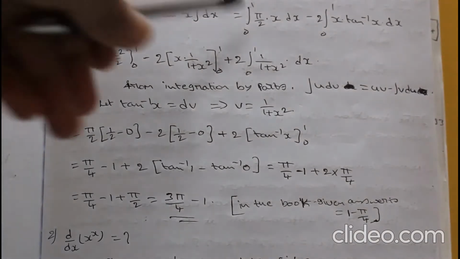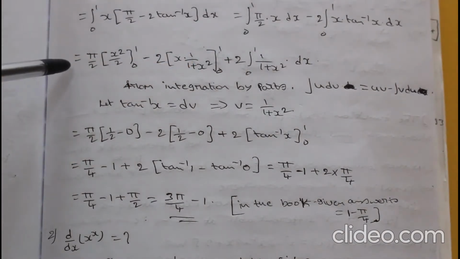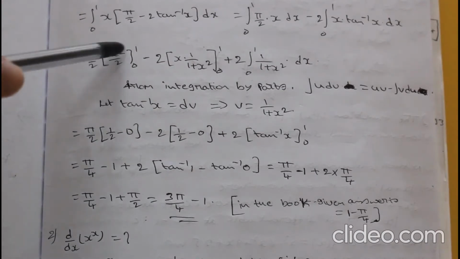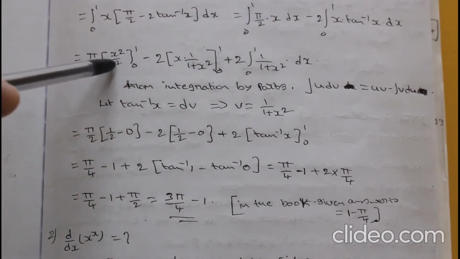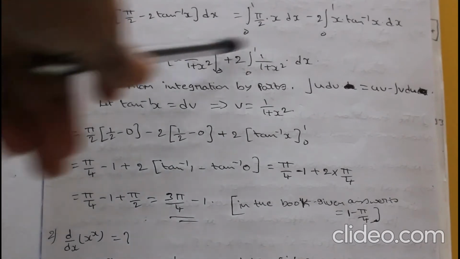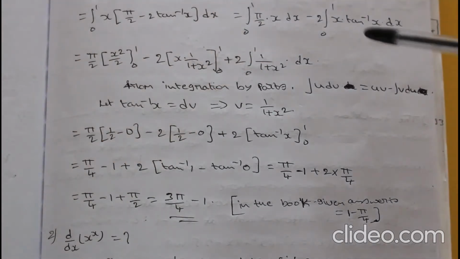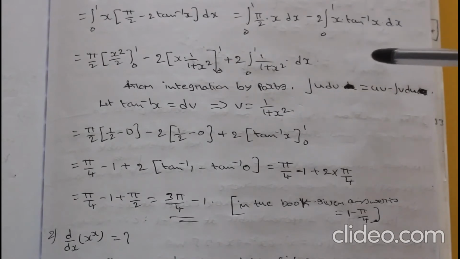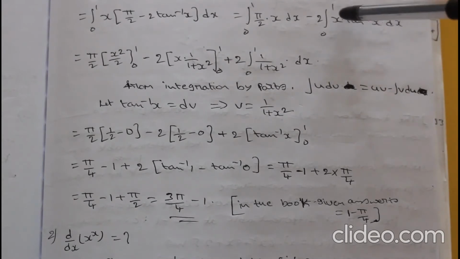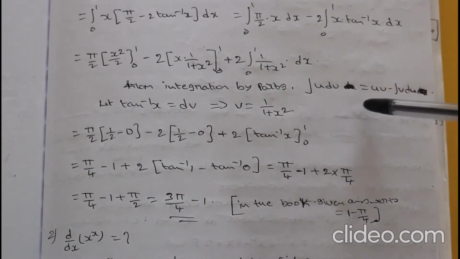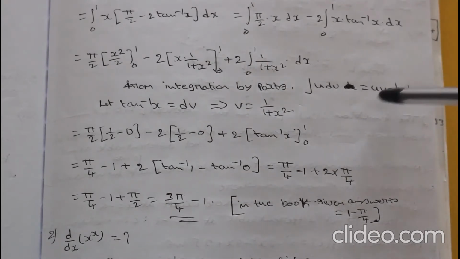Okay, so after integrating this, pi/2 times the integration of x, which is x²/2, with limits 0 to 1, minus, here the term is integral from 0 to 1 of x tan inverse x, so it is in the form of u dv dx. We can do the integration for this using integration by parts. Using the formula, integral of u dv is equal to uv minus integral of v du. That is the formula.